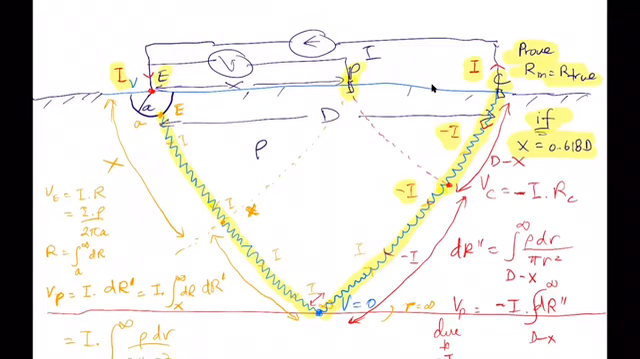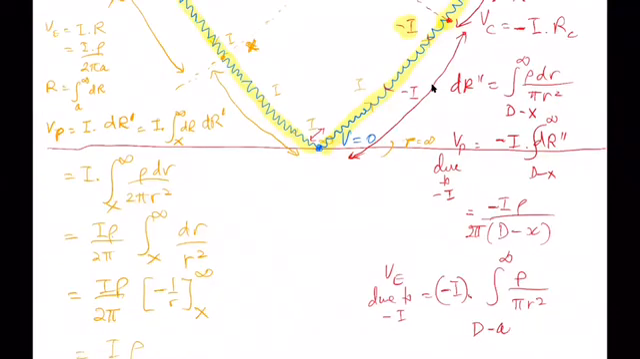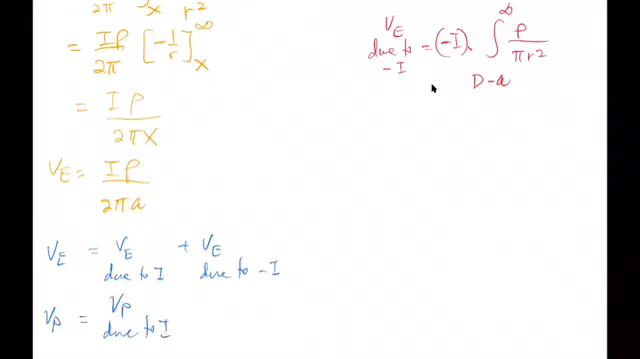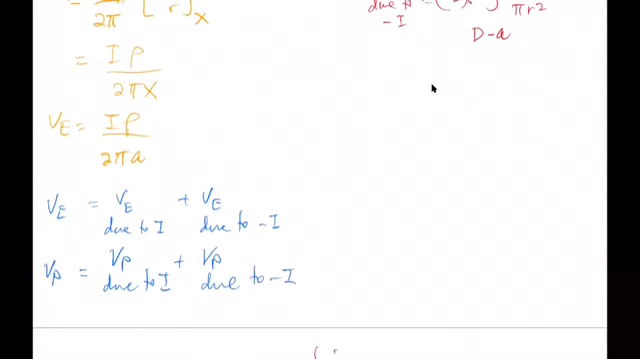Okay. So, in other words, VE has 2 components, which is VE due to I plus VE due to minus I. Same for VP: VP due to I plus VP due to minus I, like superposition. So there are 2 components there.